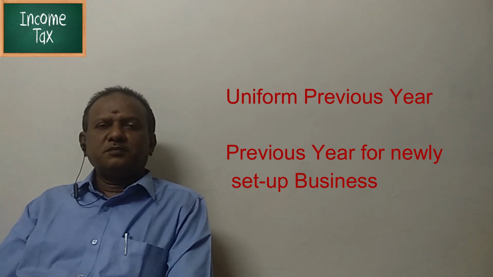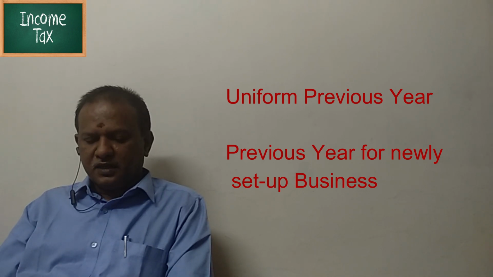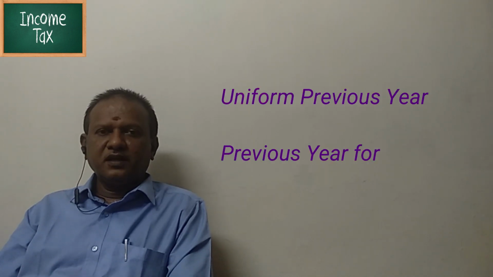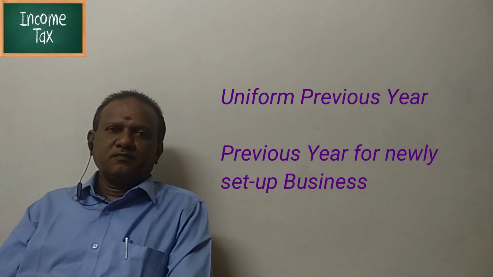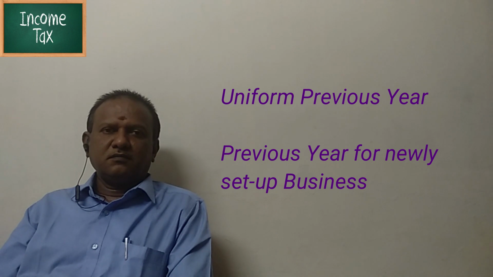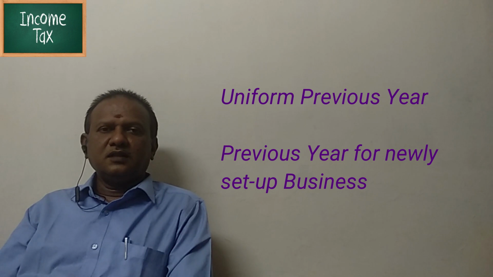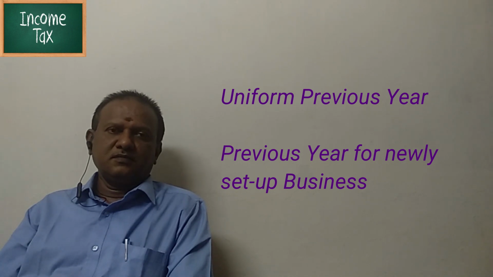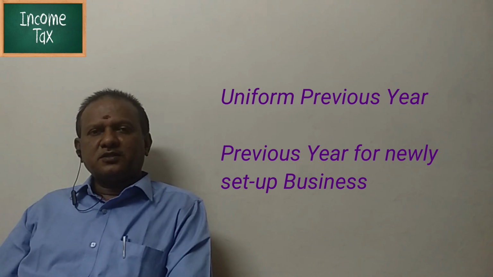Before the assessment year 1989-90, section 3 of the Income Tax Act explains two additional points. One is the uniform previous year. Another is that a previous year can be less than 12 months. The section explains whether this is possible.